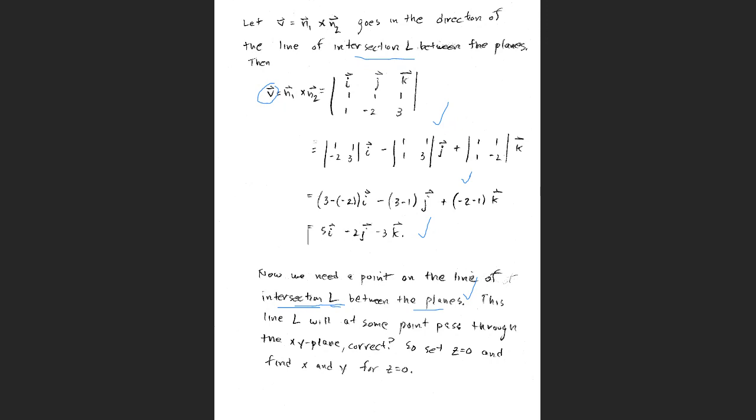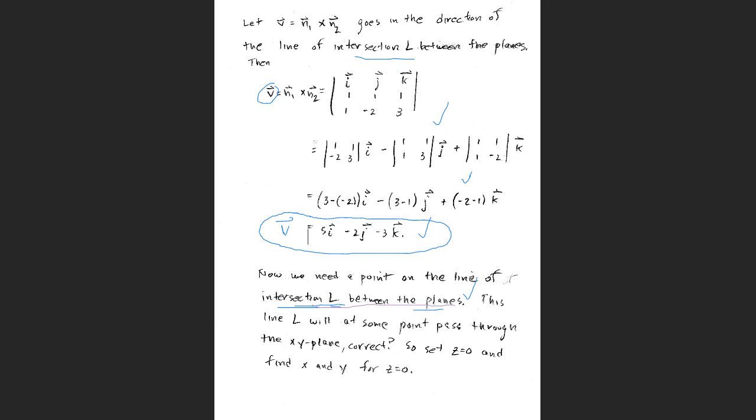Okay, so again, we know that the direction of our line is the direction of this vector v, which is 5i minus 2j minus 3k. But now we need to find a point on that line. And remember what the line is. The line is a line of intersection between the two planes.